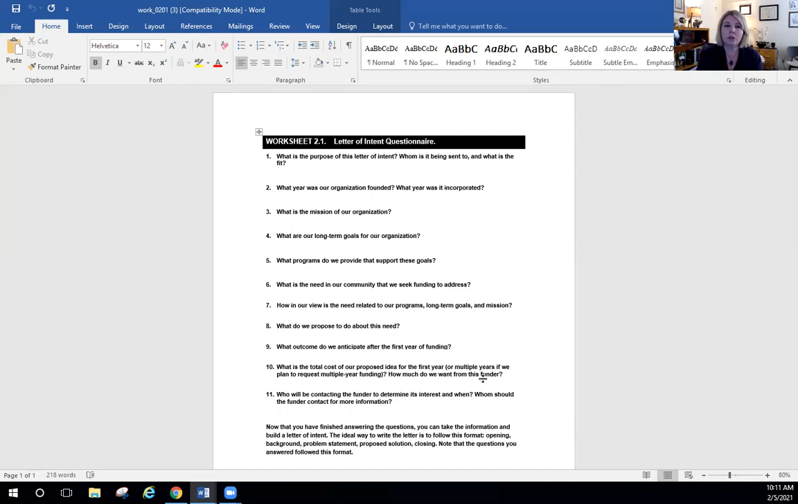But this is really where you want to show the foundation that it is a good match. So make sure that you find out what it is that they fund, their interest areas. Is it education? Is it health programs, human service type programs?